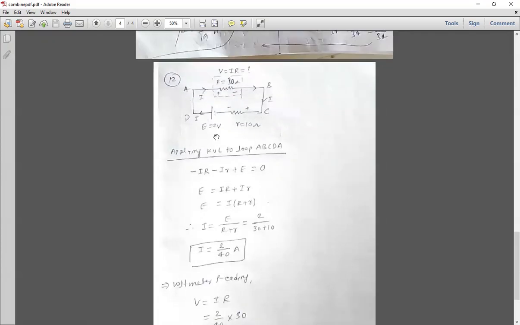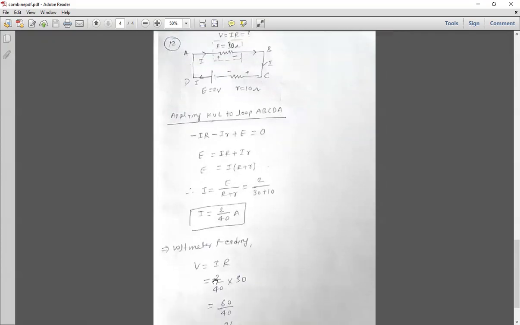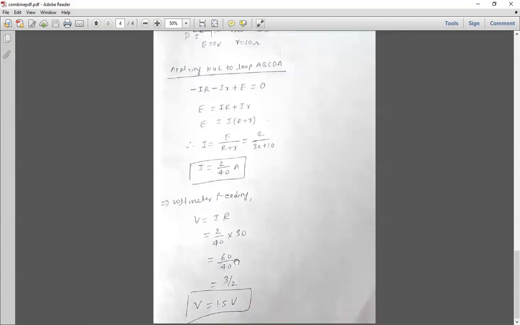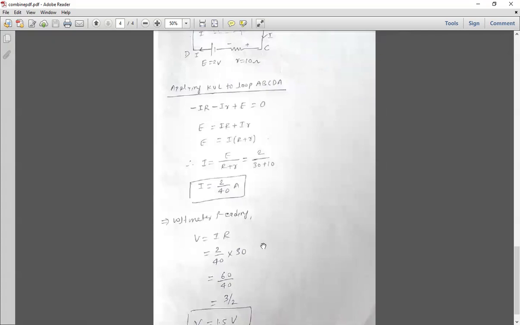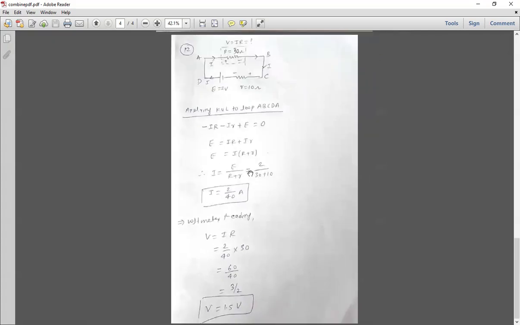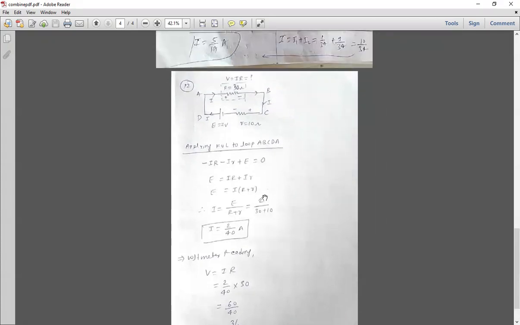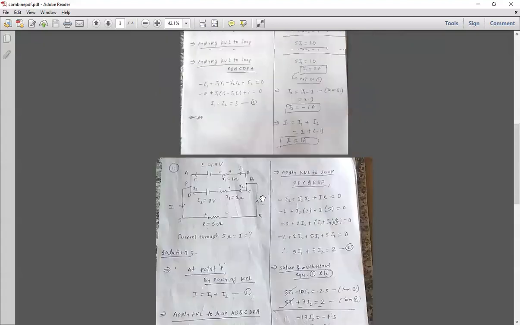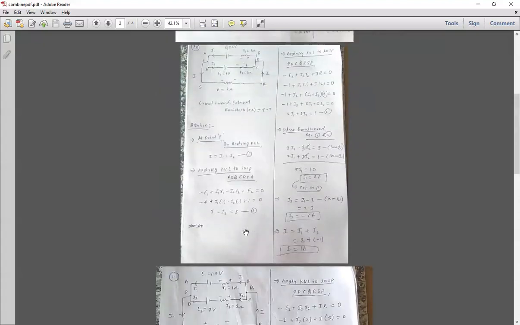We get I. The voltmeter reading will come from Ohm's law, V equals IR. So I is 2 by 40 and R is 30, and you get the voltmeter reading as 1.5 volt. This is Kirchhoff's second law, or voltage law. These three problems, 10, 11 and 12, are unsolved problems of the book. Let's move to the book.